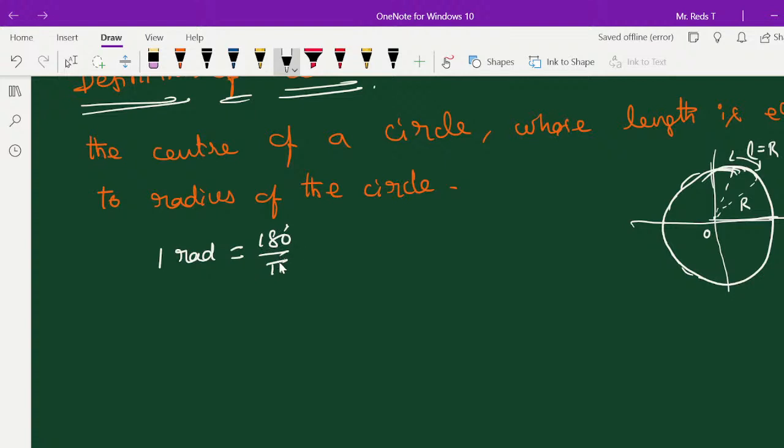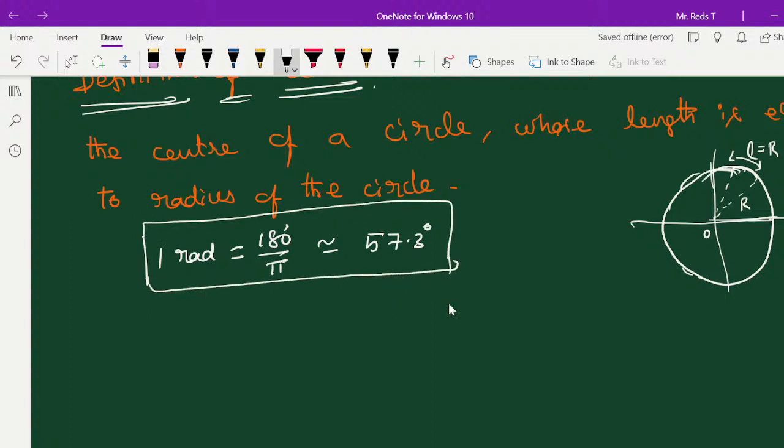This gives approximately 57.3 degrees. So while doing numericals, as a conversion relation, you have to remember this: 1 radian is equal to 57.3 degrees, or 180 by pi degrees. Now we also need to remember how to convert angles from radians to degrees or degrees to radians. With a few examples we'll see.